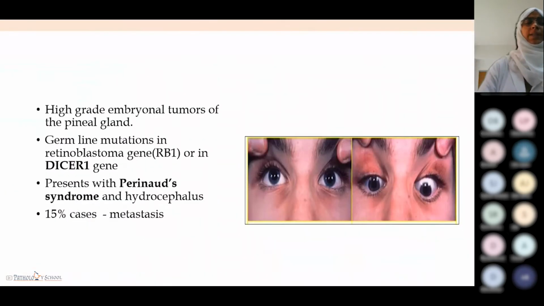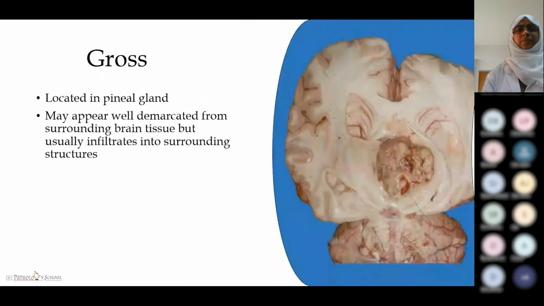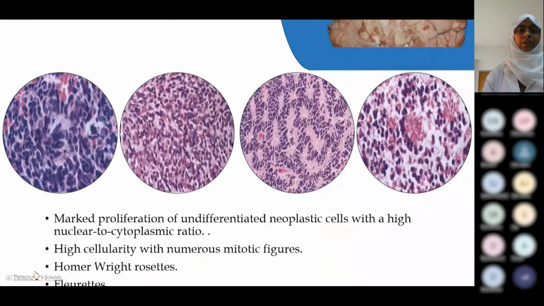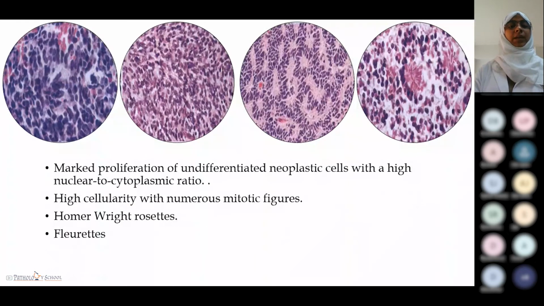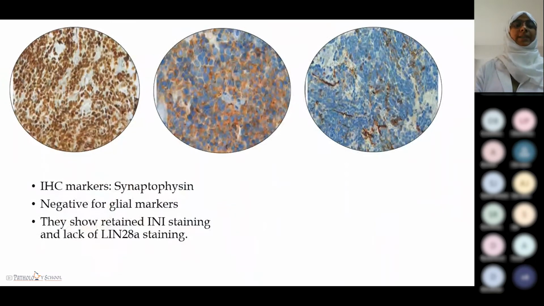Now the pineoblastomas. These are high-grade tumors of the pineal parenchyma, with characteristic DICER1 gene mutation, and Parinaud syndrome: there is upward gaze palsy with lid retraction and convergence weakness. Grossly, it is located in the pineal area, from the pineal gland. It's a well-demarcated tumor infiltrating the other structures as well. On microscopy, you see typical small cells with numerous mitotic figures, Homer Wright type rosettes, and florets are also seen. Positive for synaptophysin, but negative for the glial markers.